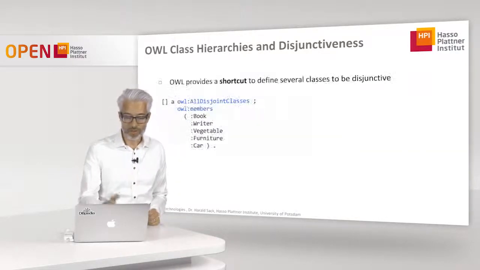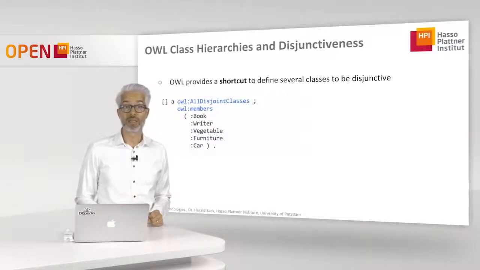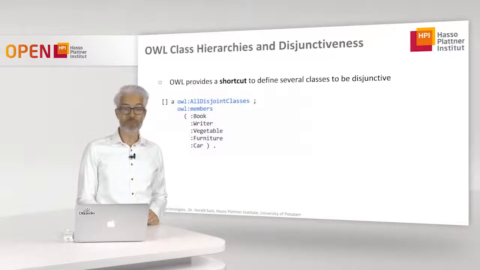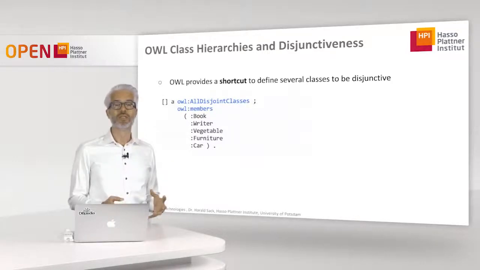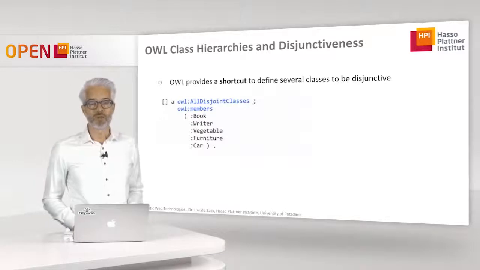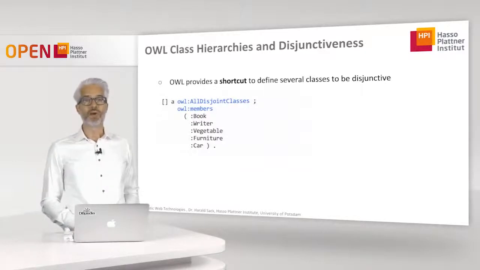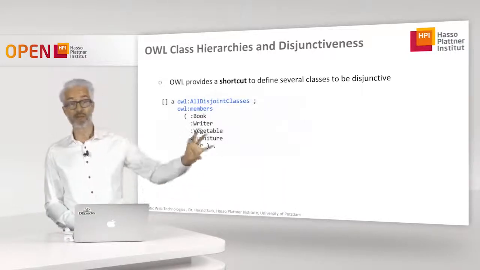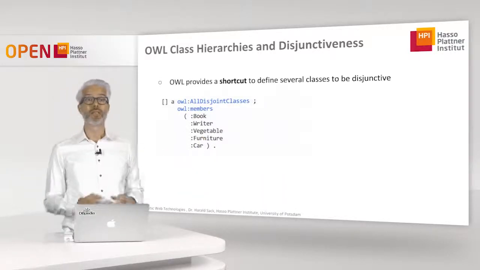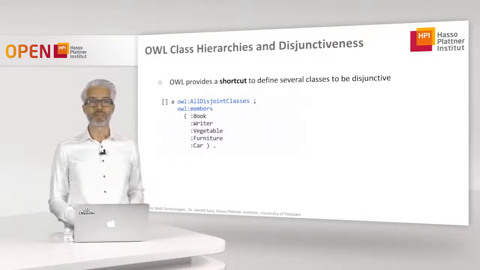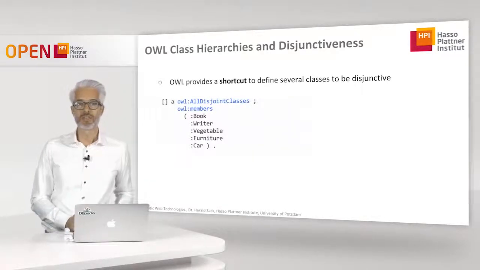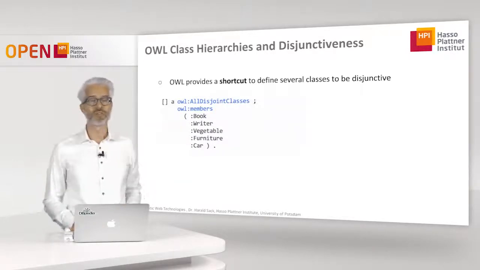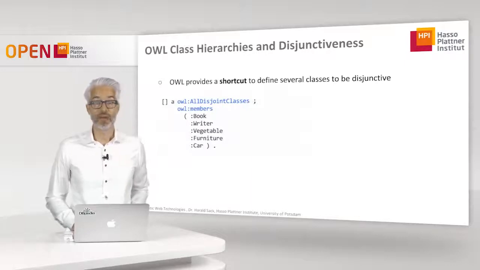So simply for that reason, there is a shortcut available in OWL to define several classes to be disjoint. And this you do in the following way. You have in the OWL vocabulary the keyword owl:AllDisjointClasses, which itself is a class definition. Here you define an empty node and say, okay, this empty node is an AllDisjointClasses definition. And then you say, okay, this has the following members.